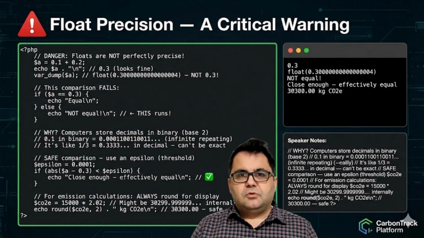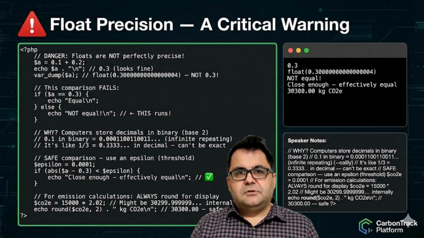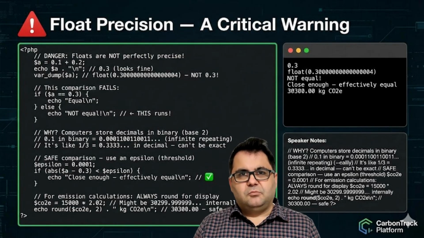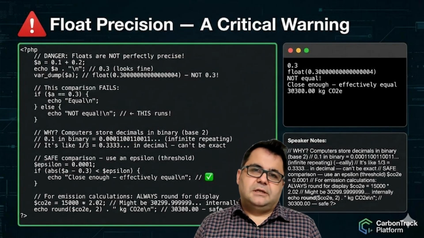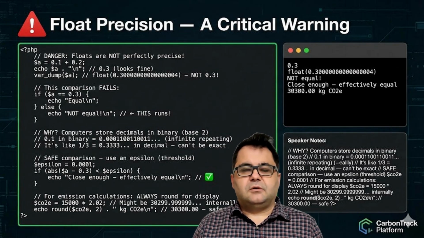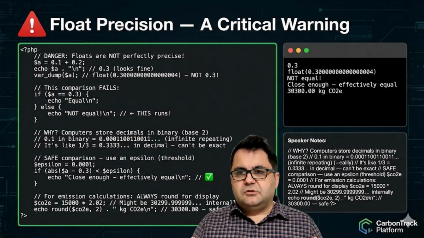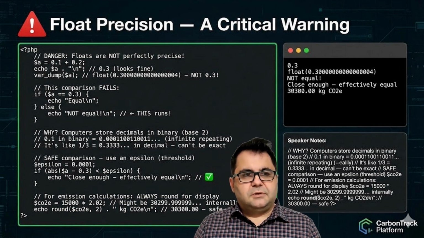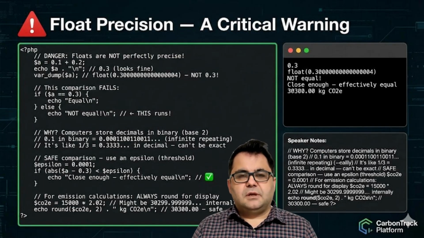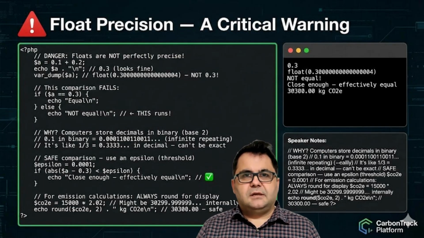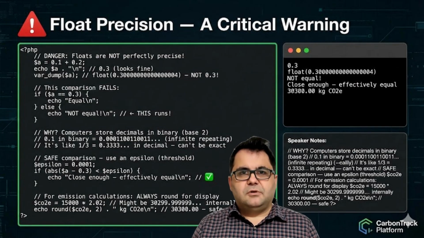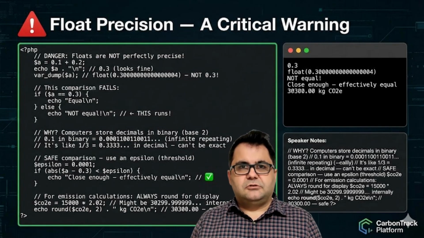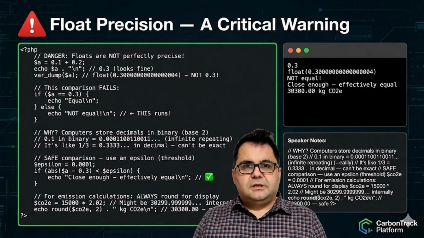This is probably the most important warning in this entire course about data types. Floats are not perfectly precise. When you add 0.1 and 0.2, you don't get exactly 0.3. You get 0.30000000000000004. This is not a PHP bug. It happens in every programming language because computers store numbers in binary, and many decimal fractions can't be represented exactly in binary. It's like how 1/3 is 0.333 repeating in decimal. You can never write it exactly.